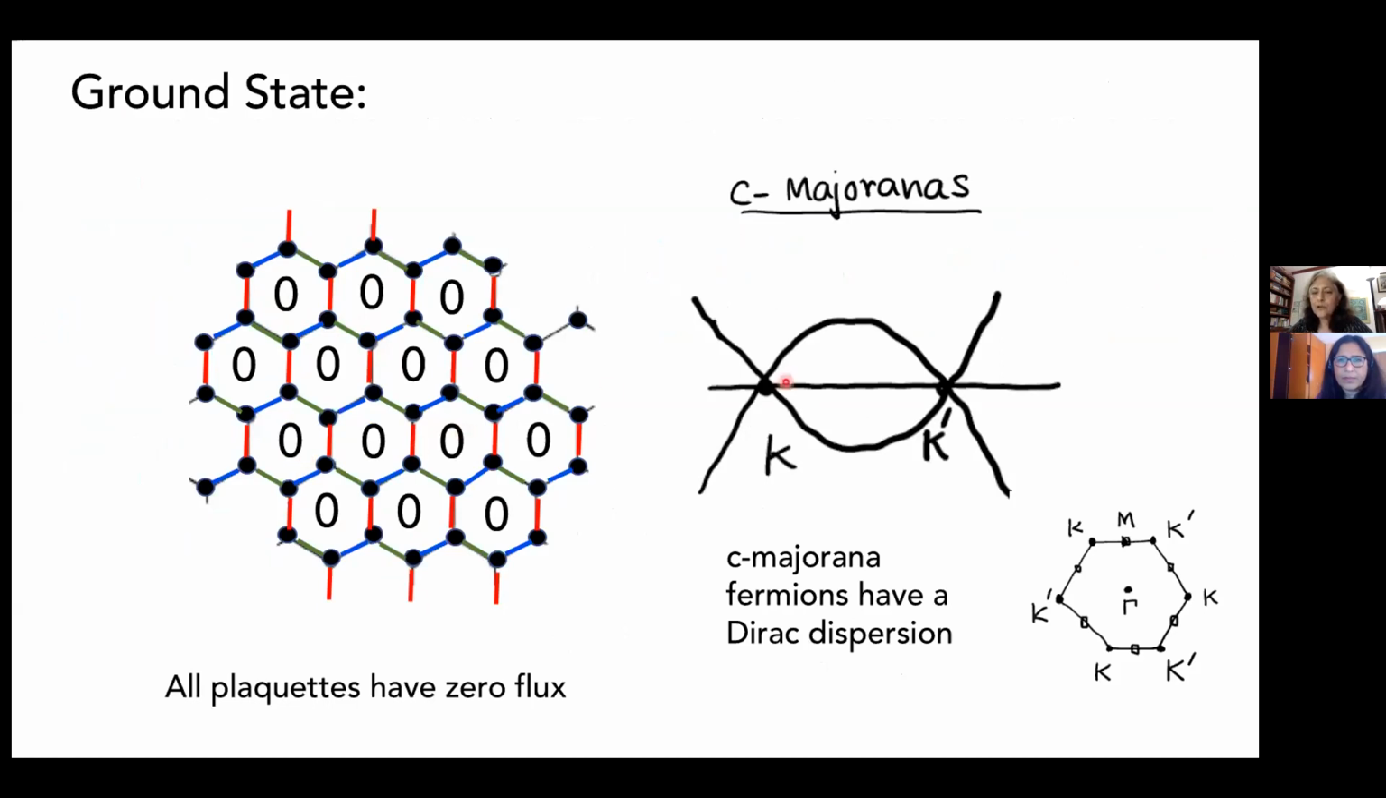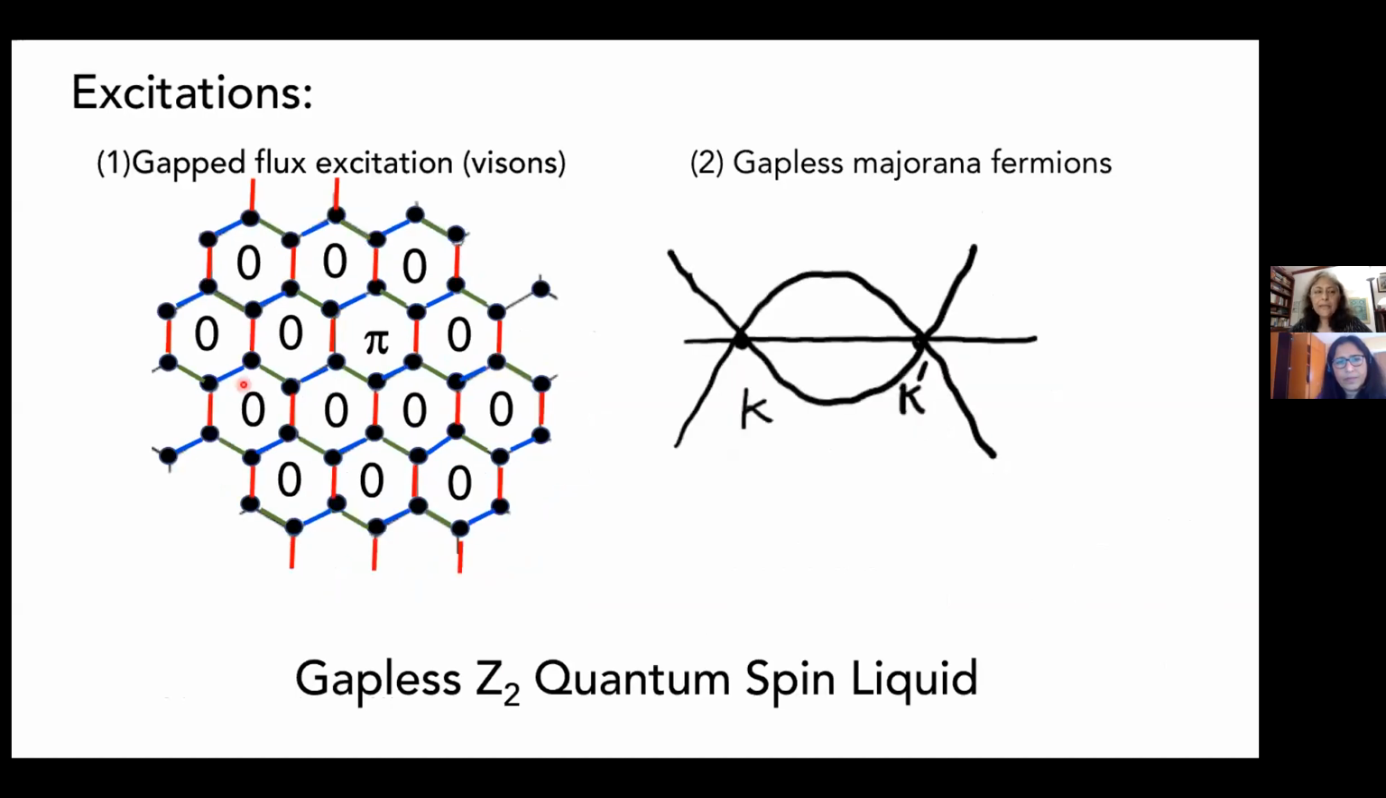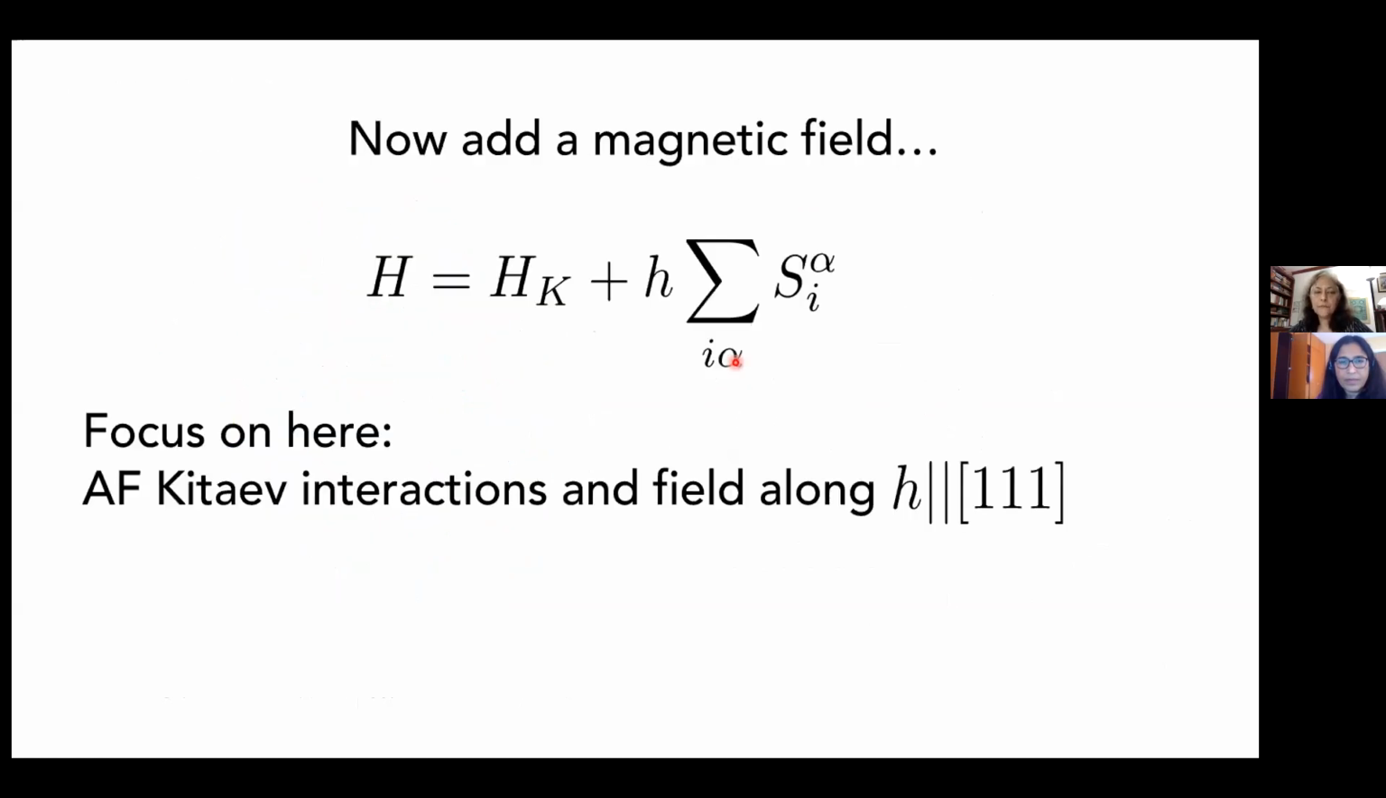And that gives you a Brillouin zone with K and K prime points that are gapless. So your excitation basically looks like gapless Majorana fermions with Dirac dispersion at the K and K prime points, and gapped flux excitations. The first flux excitation you can form is to put a pi flux through one of the plaquettes, and this excitation is gapped. So you have a gapped flux excitation combined with gapless Majorana excitations. This was Kitaev's major contribution.